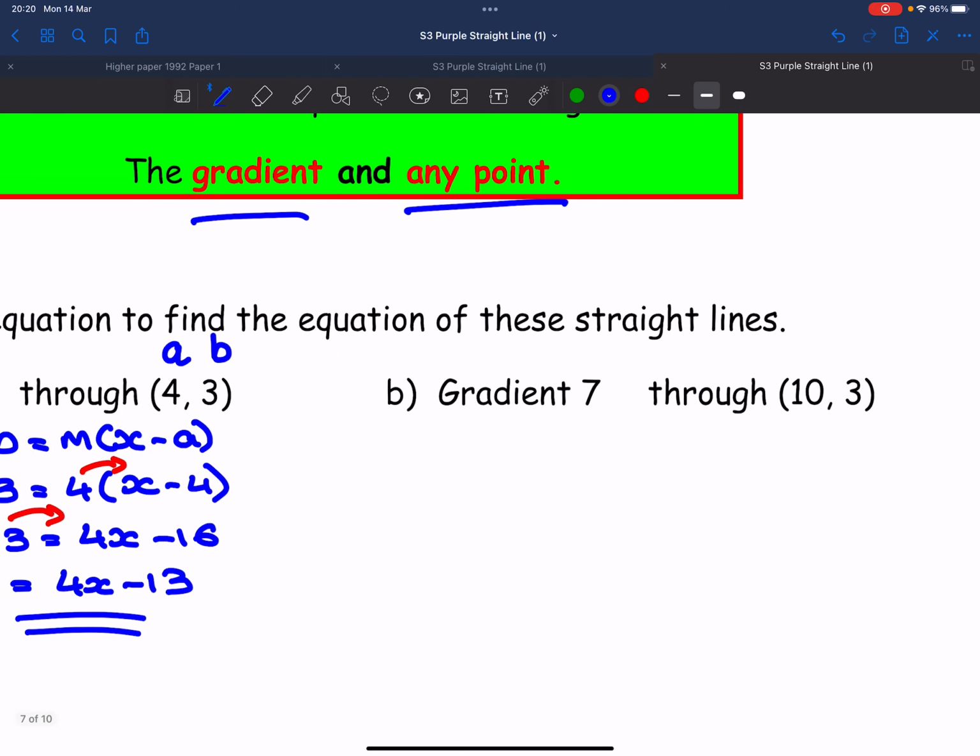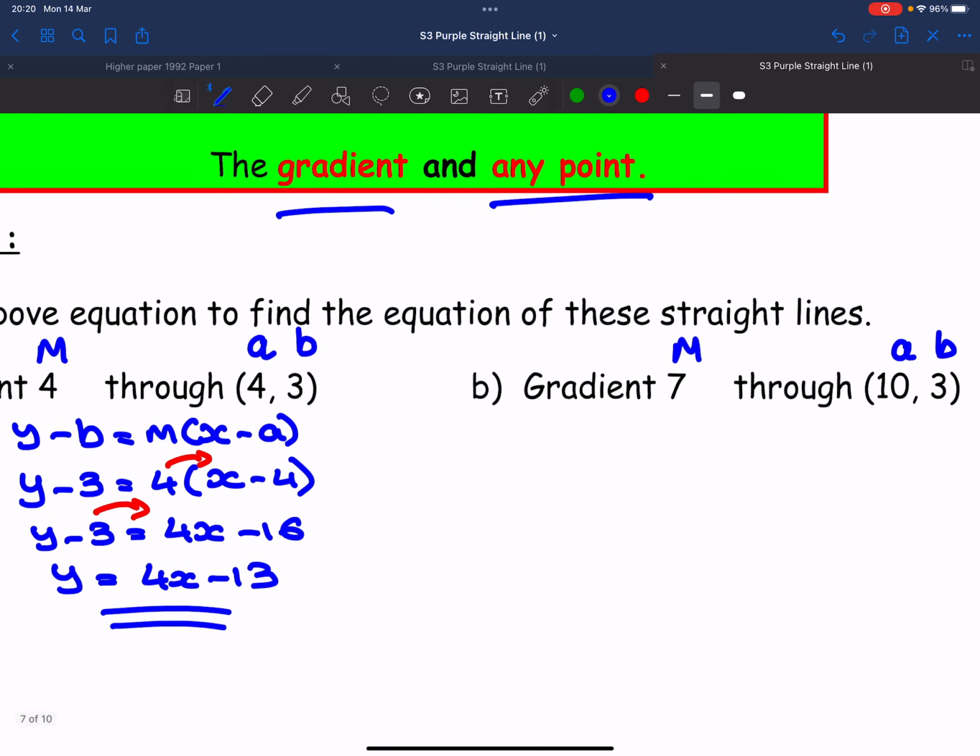The next one, again, we have another gradient, m, and we have another point, (a, b). So since I don't have the knowledge to put it into the y equals mx plus c equation, because I don't know the y-intercept, I need to use this brand new equation. You will use this a lot more often. So it's going to be y minus b is equal to m bracket x minus a. Put the values in. So I get y minus 3 is equal to 7 bracket x minus 10.